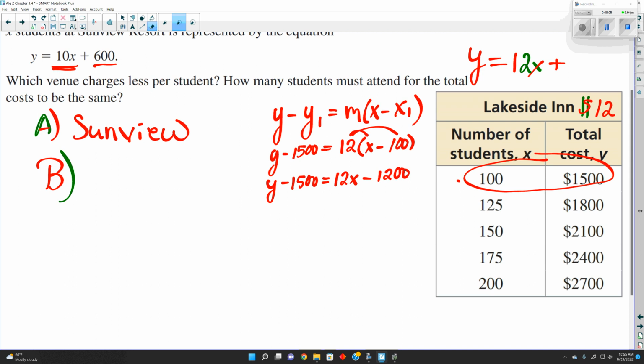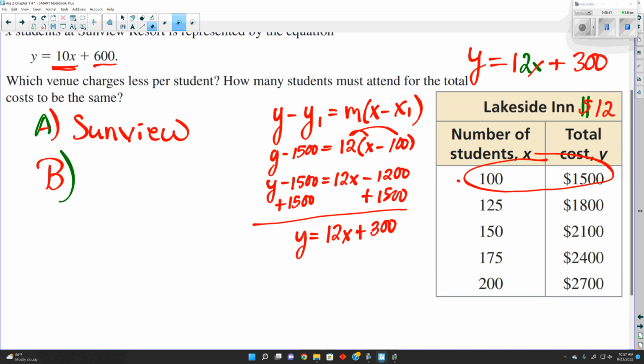Now the last thing we need to do is to get y by itself, so we need to add 1,500 to both sides. So y is equal to, well, looking at this here, we have to do 1,500 plus negative 1,200, which is plus 300. 15 minus 12, 3. We add the two zeros, and we get this here. So our other equation is y equals 12x plus 300.